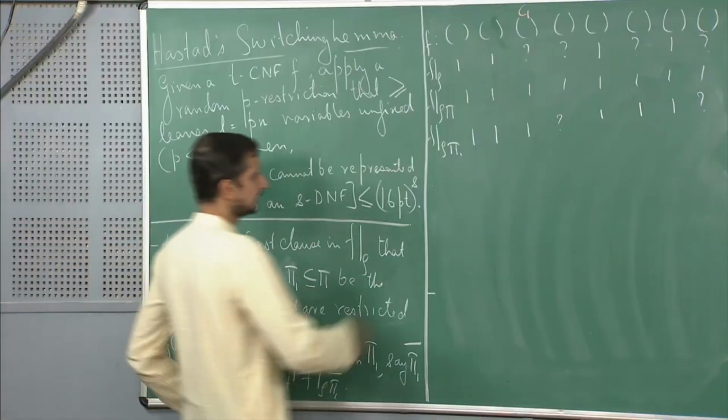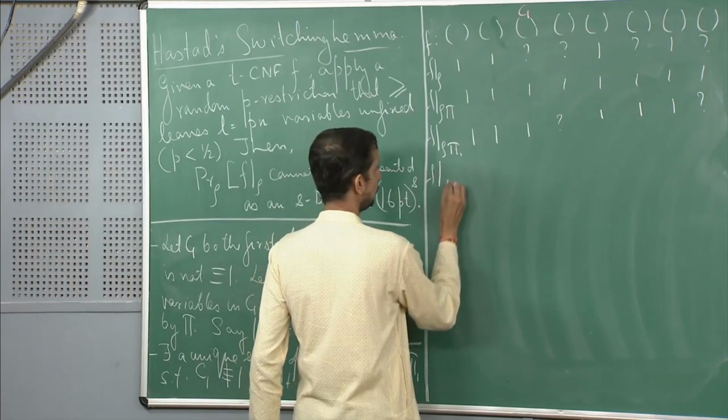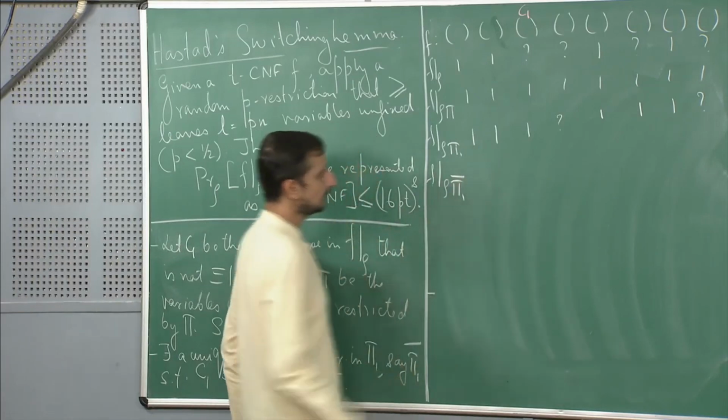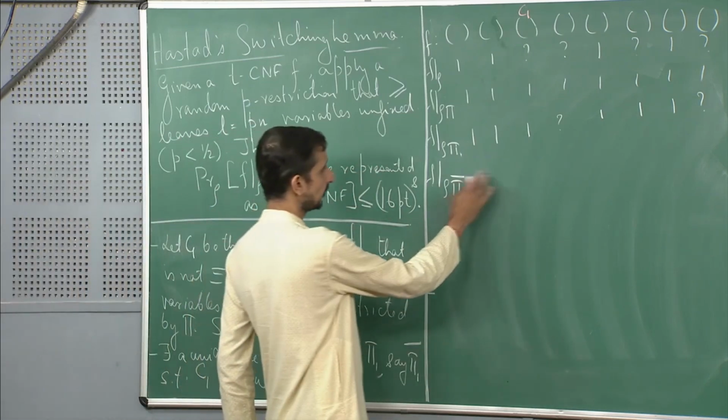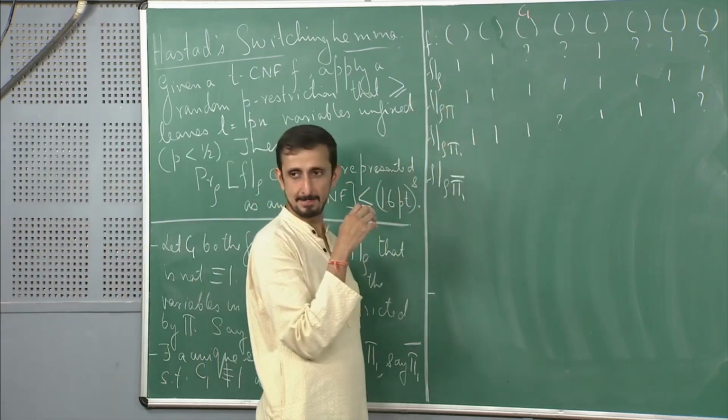Now, if I look at F restricted to rho pi 1 bar, what can I say? What about the clauses before C1?